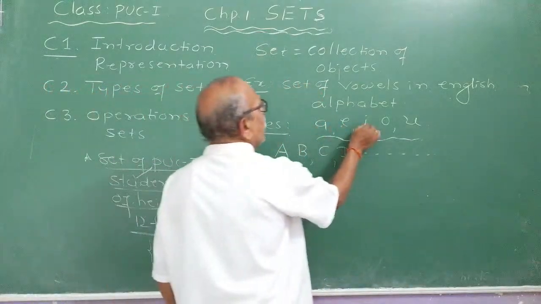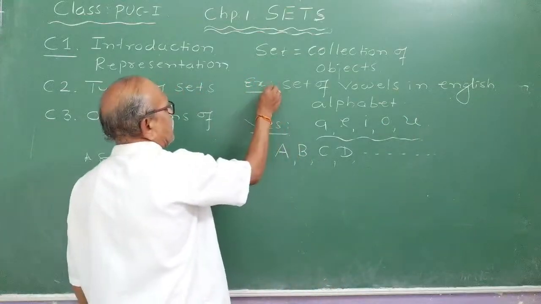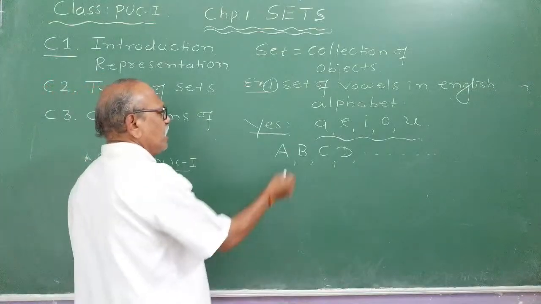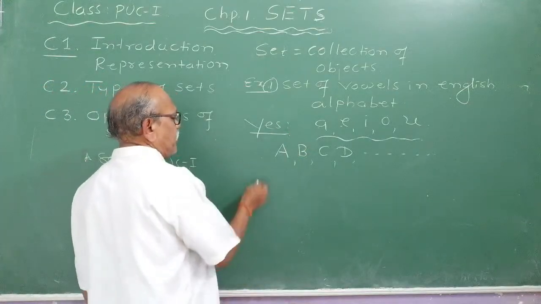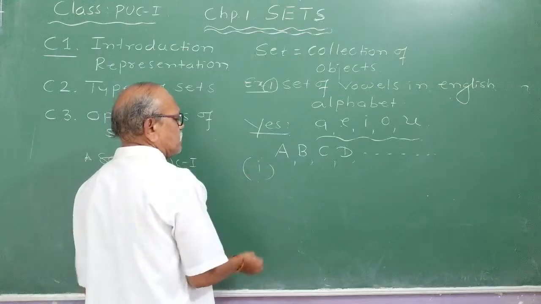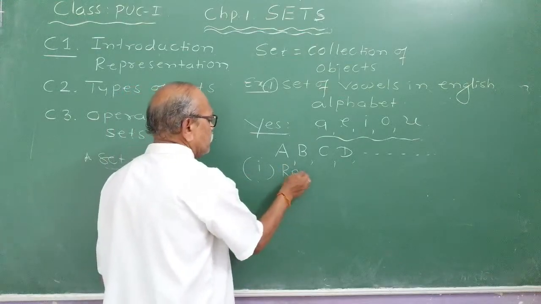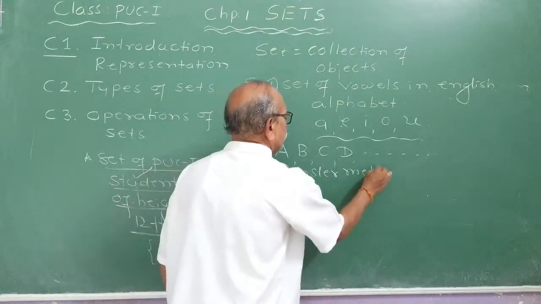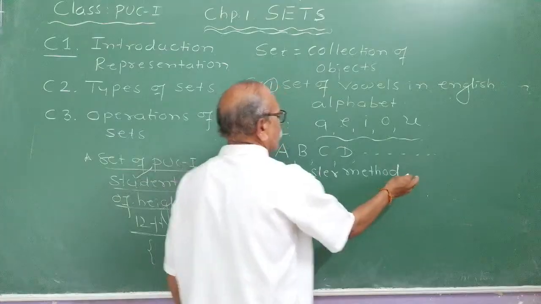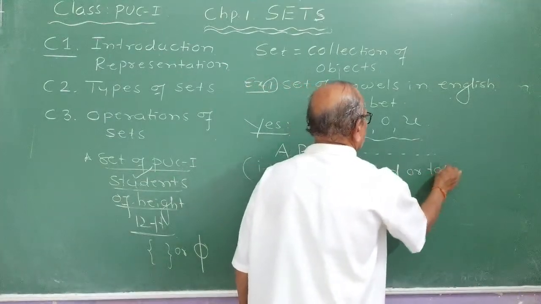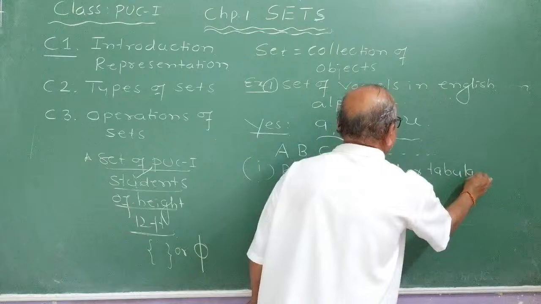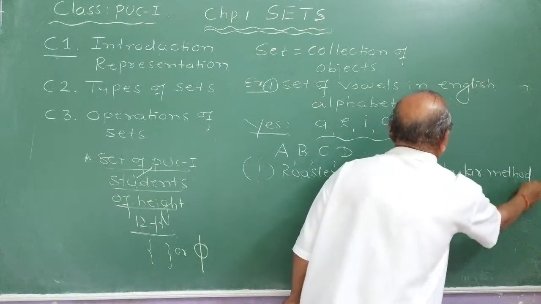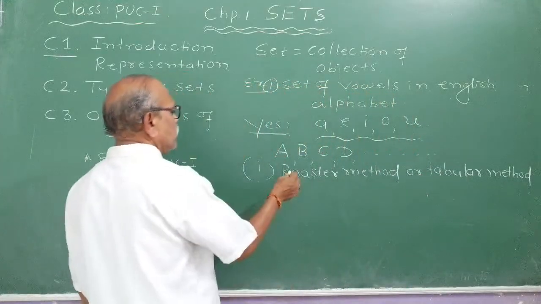Generally, A, E, I, O, U, this particular set, example number 1, the set of vowels in the English alphabet. To represent it, there are different methods. The first method is called the roster method, or tabular method. In this roster method or tabular method, you are directly representing the elements in the flower bracket.